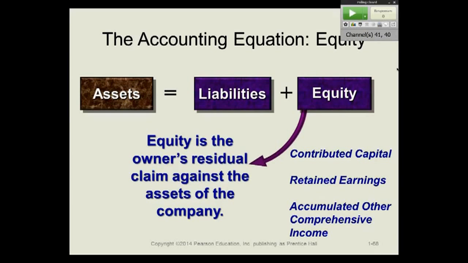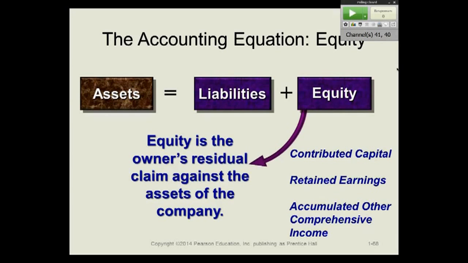Stockholders' equity has three components. The first is contributed capital. The second is retained earnings. And the third is going to be something called accumulated other comprehensive income. We are going to skip this. I have a couple of slides on there, but we can wait on that. That'll come later on in the course.